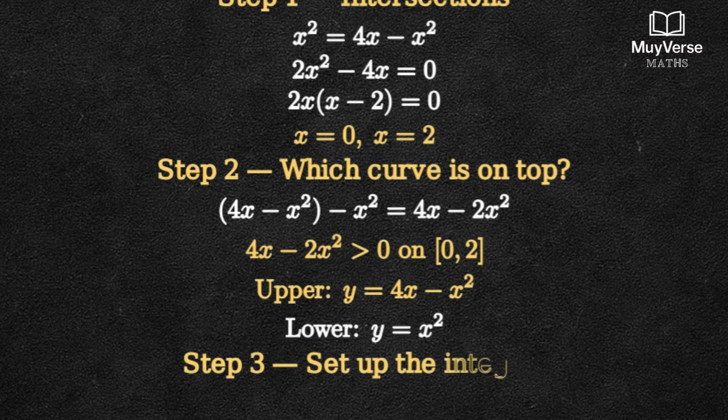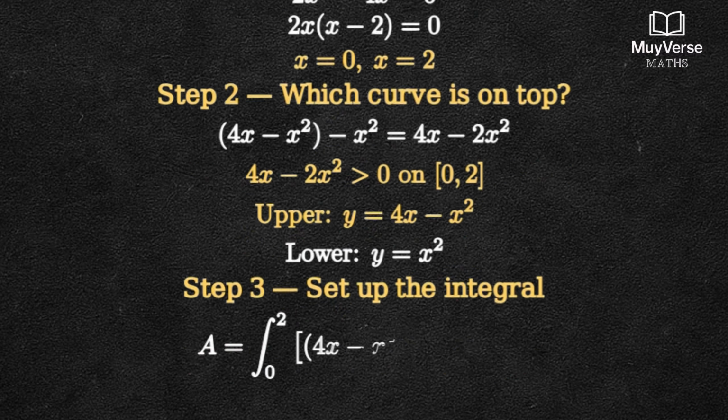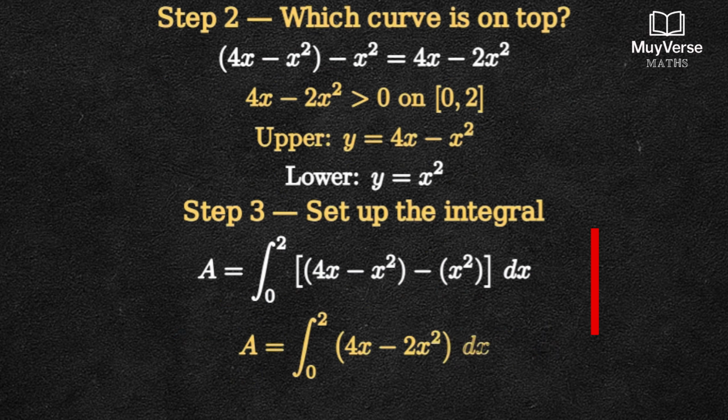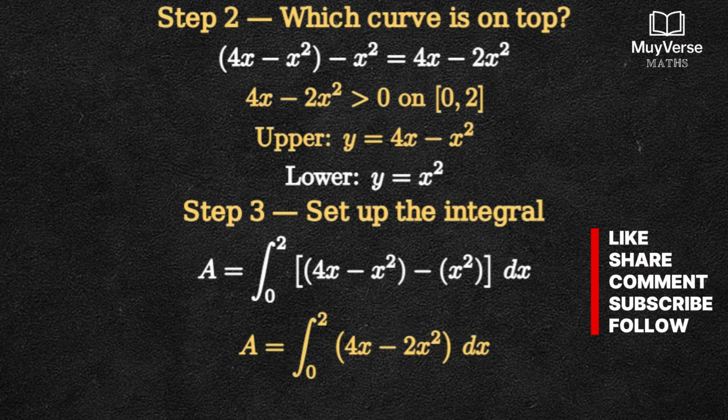Step 3. Set up the area integral. Area equals the integral from 0 to 2 of upper minus lower. That is the integral from 0 to 2 of 4x minus 2x squared, dx.